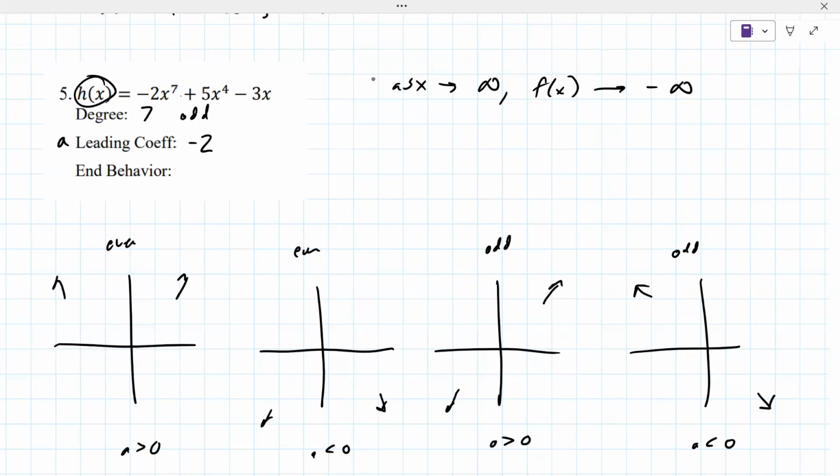And then the other one would be as x goes to negative infinity, f of x goes to which infinity? Negative infinity. So that would be down here. Oh yeah, right. The y. So then you're on the positive end of the y.